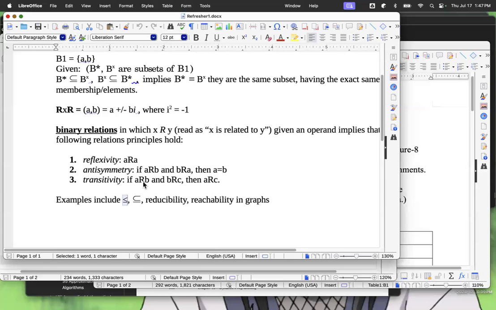Yeah, it would just be helpful if you could type out what you're saying, because I'm having trouble following along exactly. Examples include, so take a look at all of this, right? Examples include less than or equal to, subsets, reducibility, reachability, and graphs.